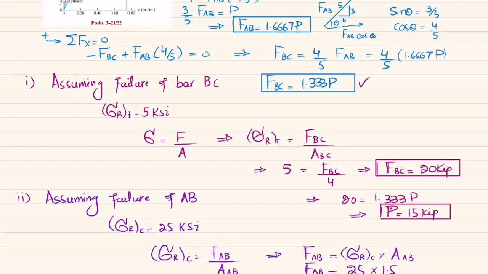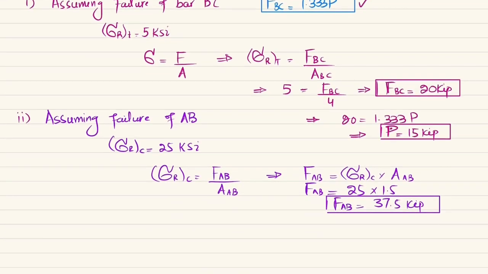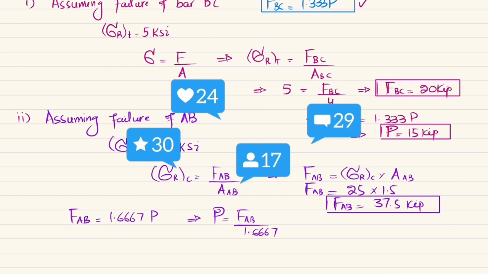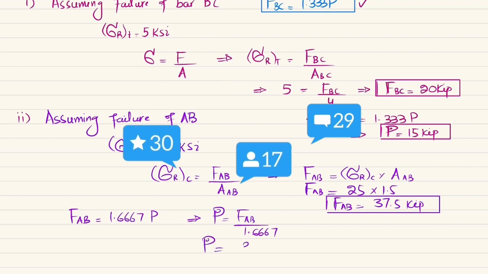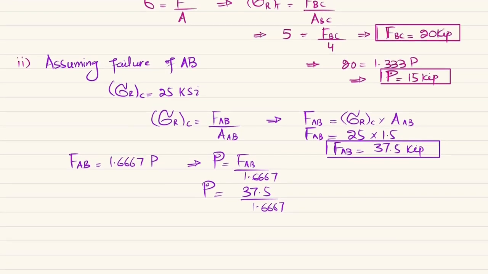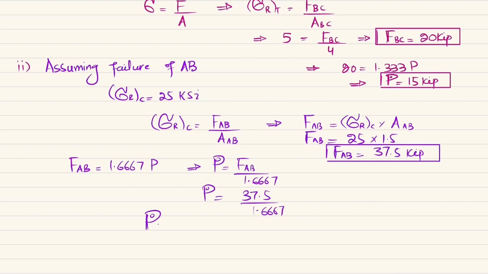So you can just put it in this equation: FAB is equal to 1.6667 times P. So from here P will be equal to FAB divided by 1.6667. So put the value: 37.5 divided by 1.6667, and you will get P equal to 22.5 kips. So this is the load P that is due to member AB.